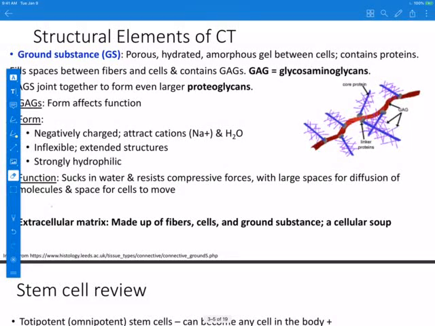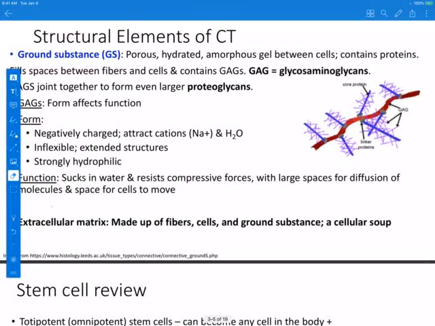The ground substance, in combination with the fibers and the cells, make up what we call the extracellular matrix. It's like a big cellular soup. And in some cases, the extracellular matrix is solid, as in bone. In other cases, it's liquid, as in blood. And in some cases, it's kind of soft and gel-like.